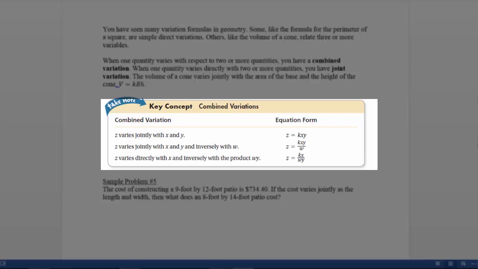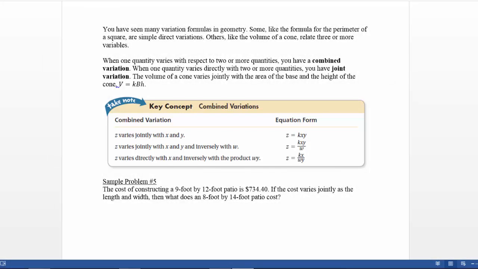Now, the easiest way to learn these is trial by fire. So let's just jump in and do sample problem number 5. Take a look at the solution, and then you can move on to sample problem number 6 and see how you do there. So go ahead and work on sample problem 5.